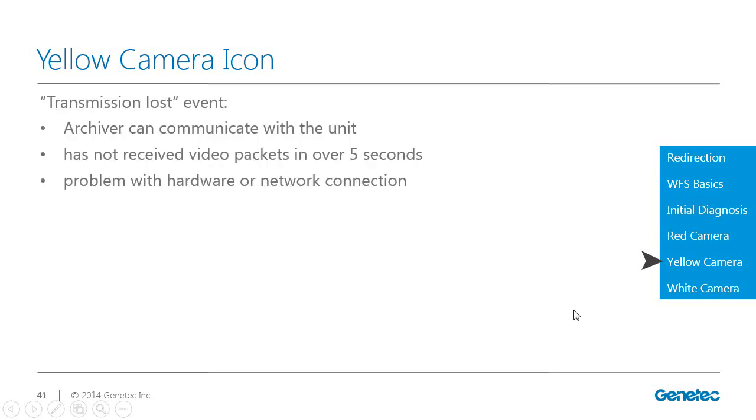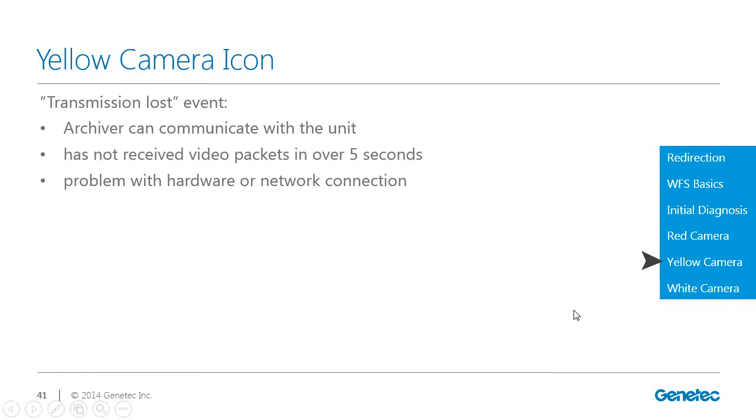The second problem that may cause a camera to be in the warning state is if we're seeing transmission lost events from the archiver. This basically means that the archiver is able to communicate with the camera for command and control, but has not received any packets from the video stream in over 5 seconds.